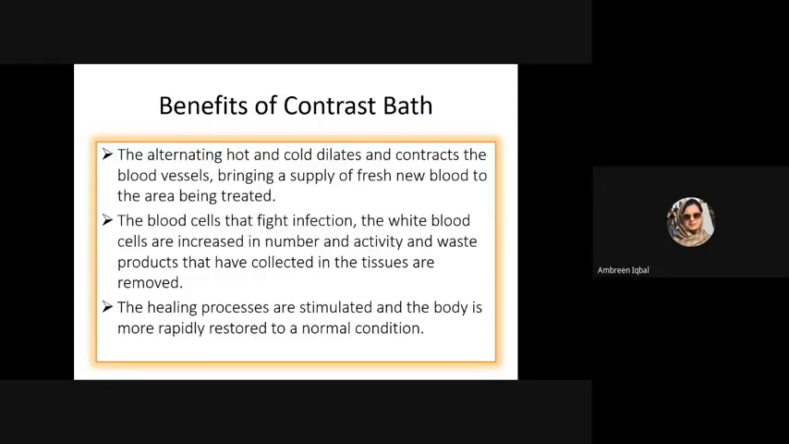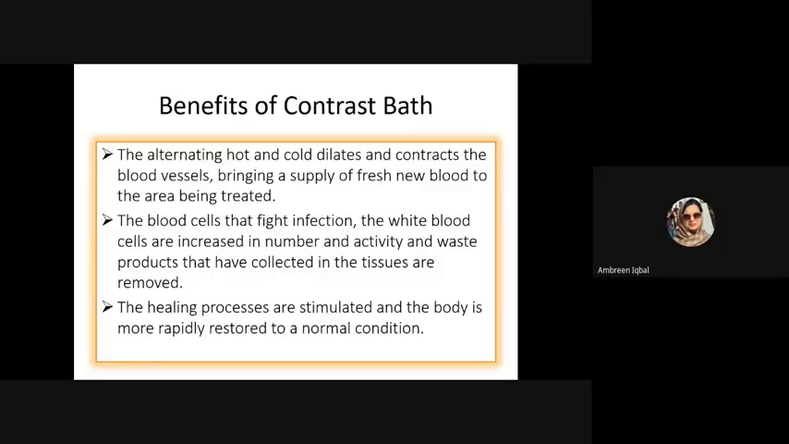So this is one of the techniques that is going to increase the circulation of tissues like other physiotherapeutic techniques. How can it help? It is going to bring more oxygen, it is going to bring more nutrition, and along with this, it is going to take away the metabolites, the carbon dioxide, and other waste products from that area.